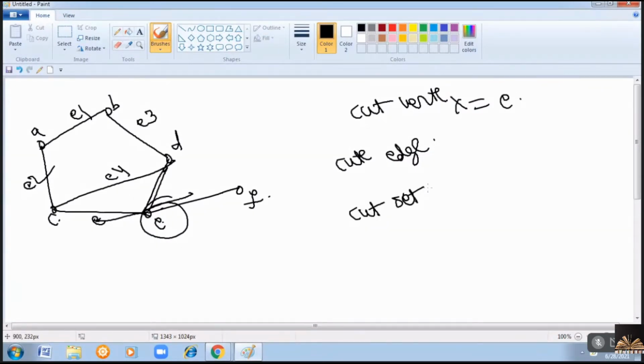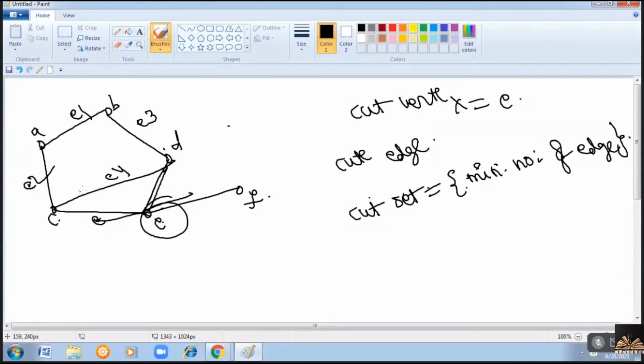Cut set means the minimum number of edges to be removed to convert a connected graph into a disconnected graph. Now in this case, you don't have a cut edge. That means a single edge does not result in a disconnected graph, so a combination of edges you have to remove. Let me find out what are the edges you have to remove, right?